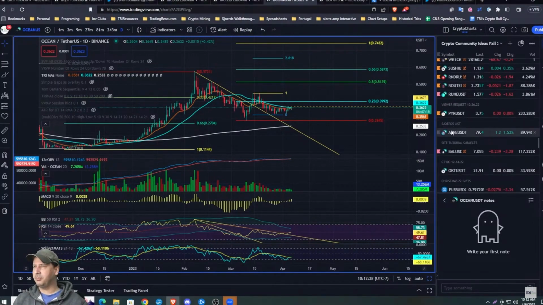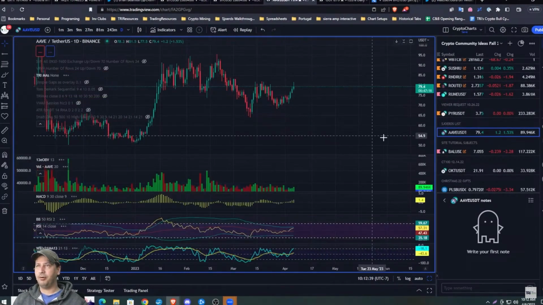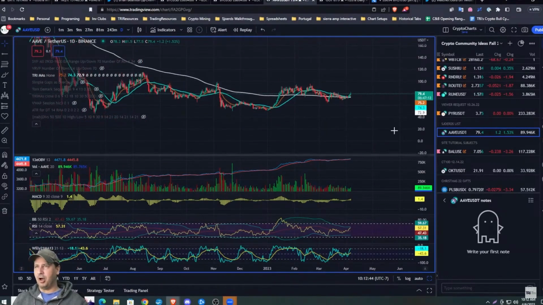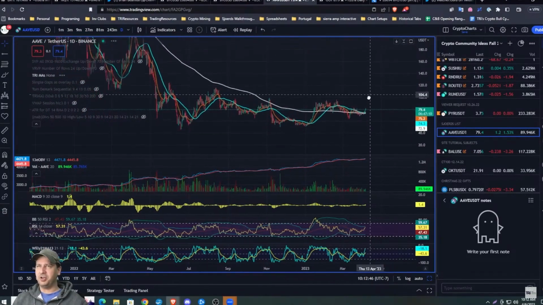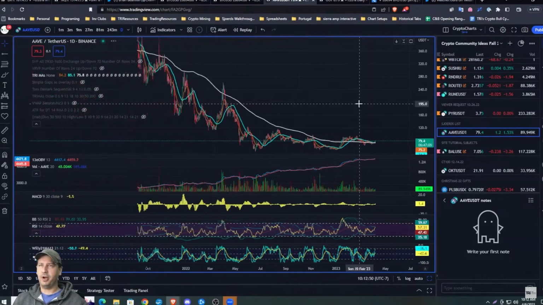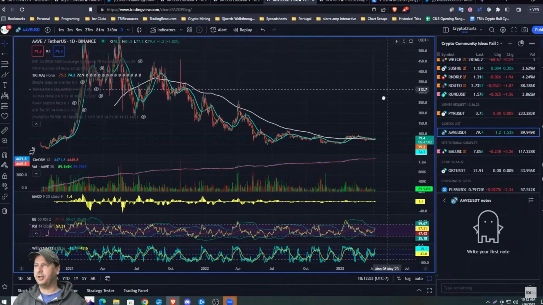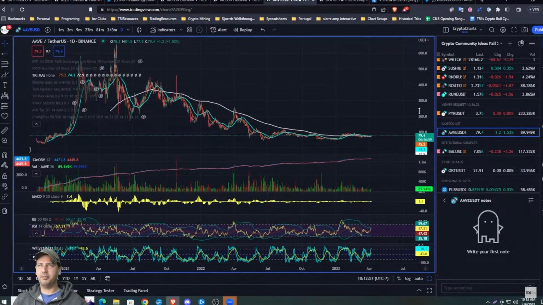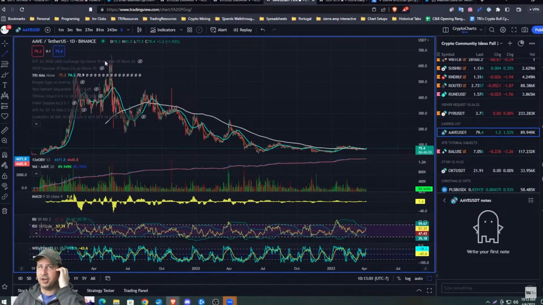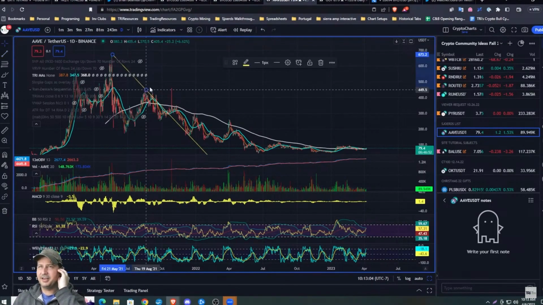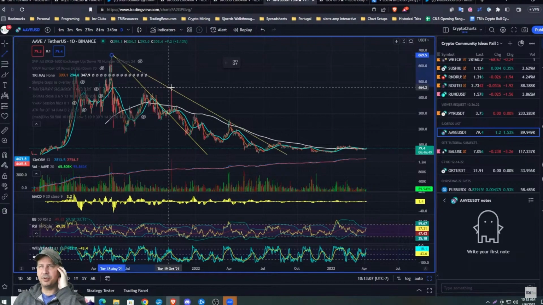I think I heard somebody ask about AAVE the other day. Oh, hello. Wow. Man, look how far this thing has fallen. Holy moly. Where the hell's the top? There it is. Have we broken downtrend lines? I think so. That one's definitely broken. Would you go off of that one?